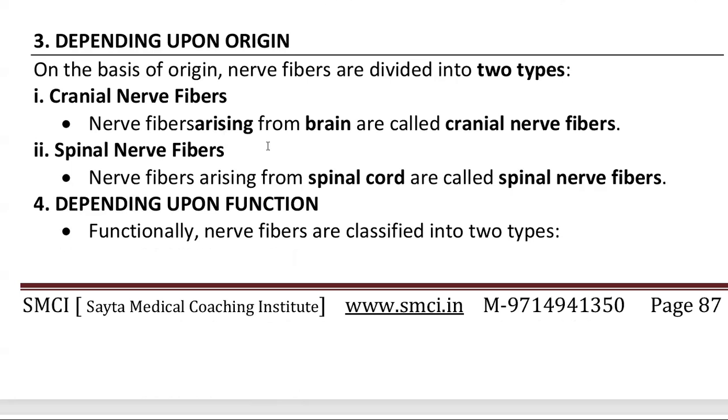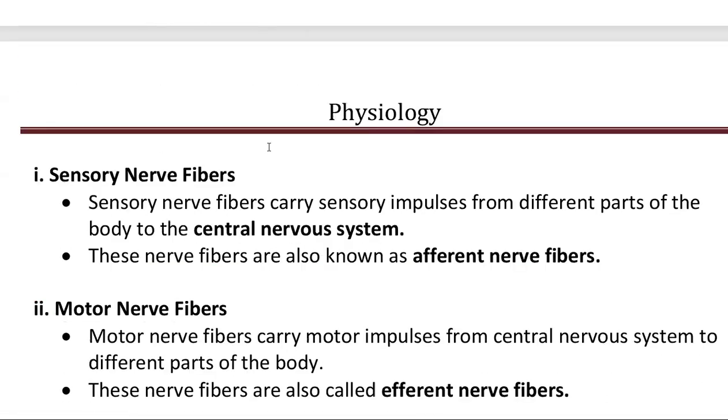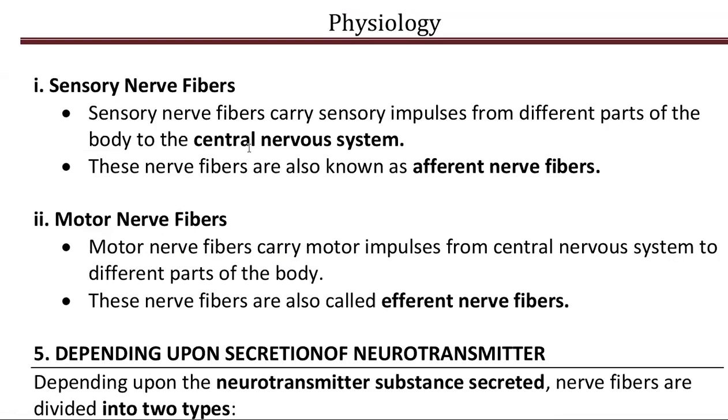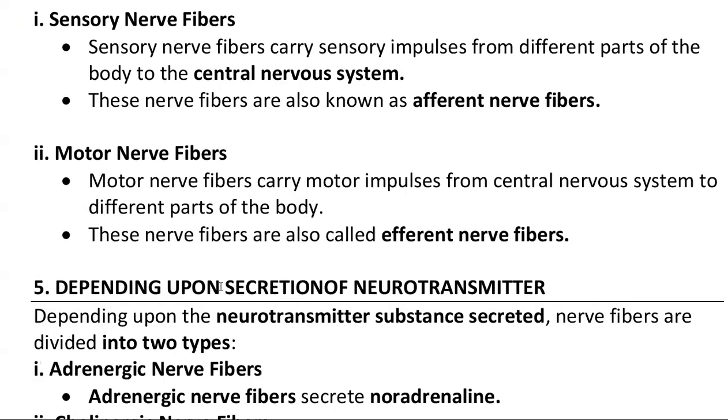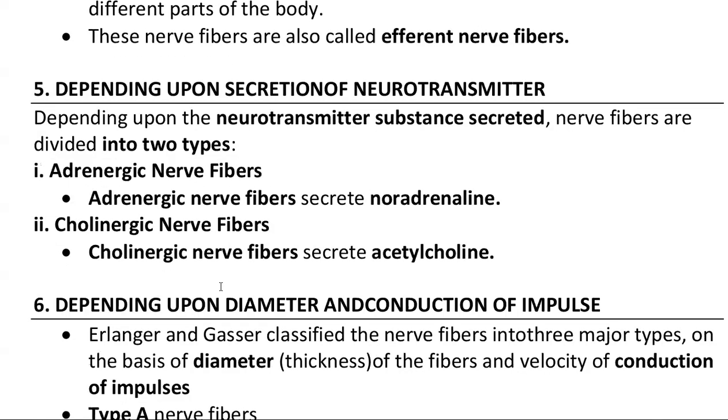Depending upon function, functionally nerve fibers are classified into two types: sensory nerve fiber and motor nerve fiber. Sensory nerve fibers carry sensory impulses from different parts of the body to the central nervous system. These nerve fibers are also known as afferent nerve fibers. Motor nerve fibers carry motor impulses from the central nervous system to different parts of the body. These nerve fibers are also called efferent nerve fibers.